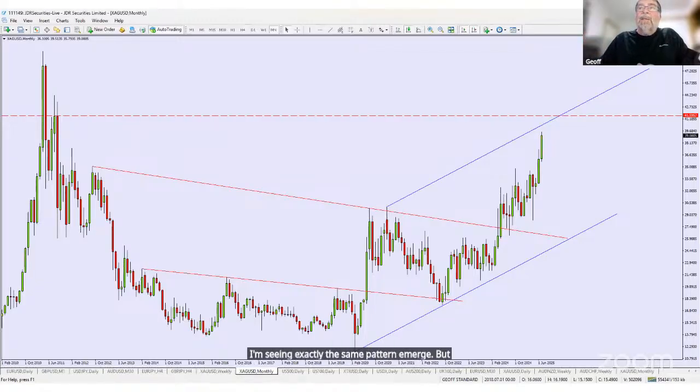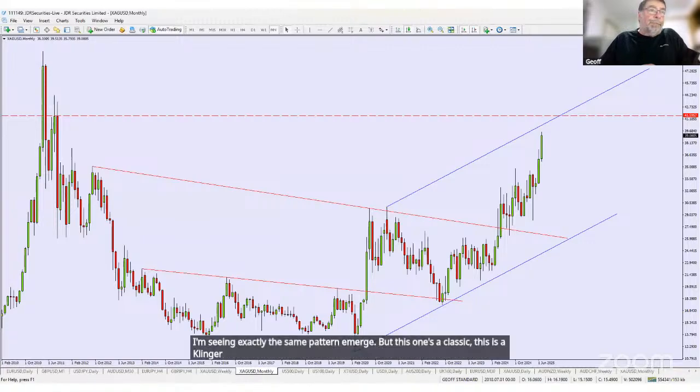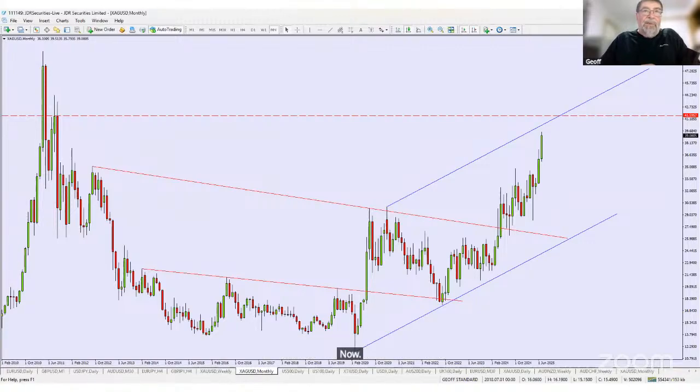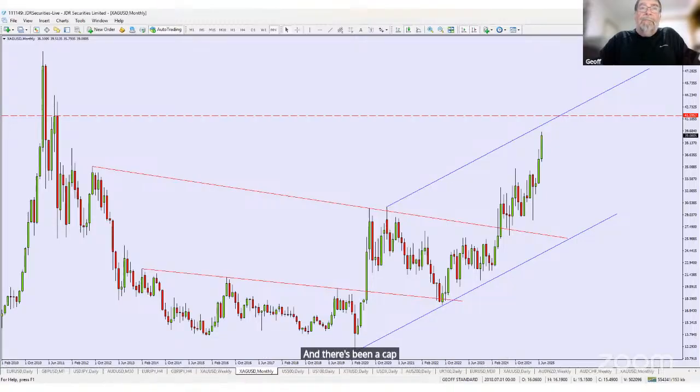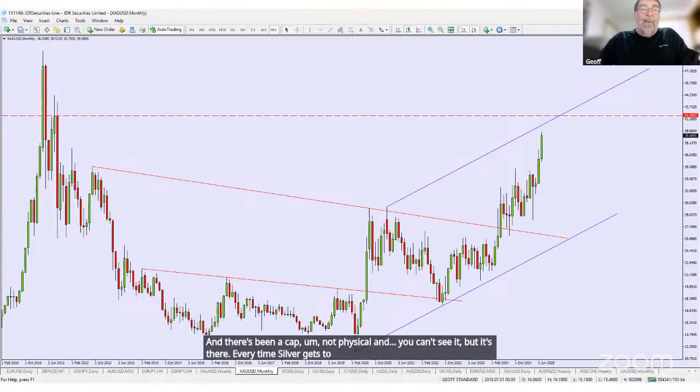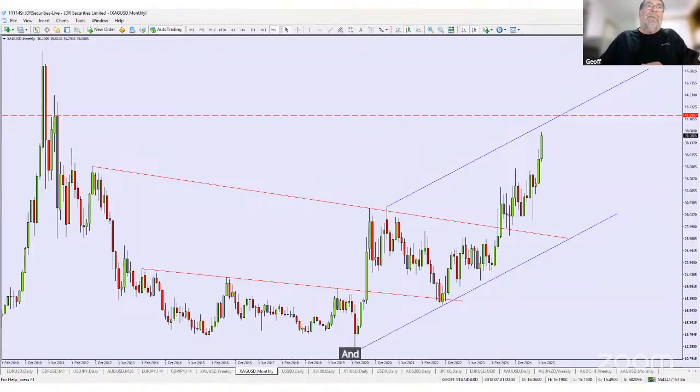But this one's a classic. This is a clanger. This is silver. Now, silver versus the US dollar. I don't know if any of you know the history of silver versus the US dollar, but for the longest time, it's been manipulated by the big players, and there's been a cap, not physical, and you can't see it, but it's there. Every time silver gets to a certain level, they knock it back. And for whoever interest that is in, that has been the case for a long, long time.